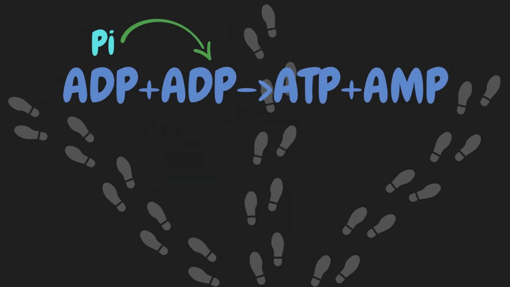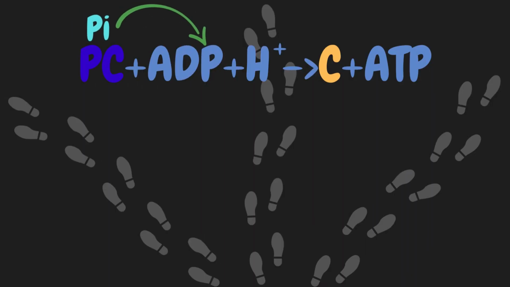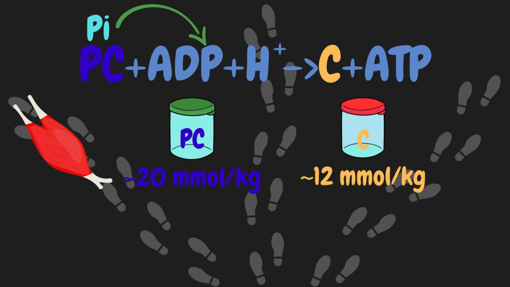One is the transfer of one phosphoryl group from one ADP to another ADP, resulting in ATP and AMP, and the second by interaction of ADP with creatine phosphate, also designated as phosphocreatine. Phosphocreatine donates its phosphoryl group to ADP, producing ATP, while being degraded into creatine. Skeletal muscles at rest contain around 20 millimole per kilogram of phosphocreatine and around 12 millimole per kilogram of creatine.